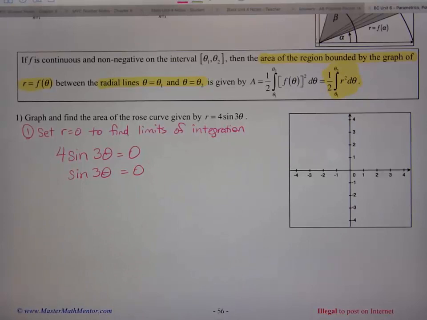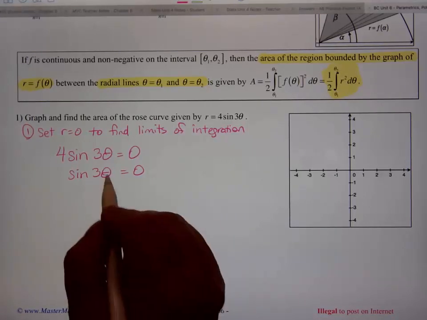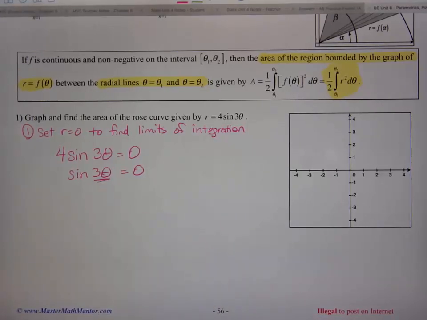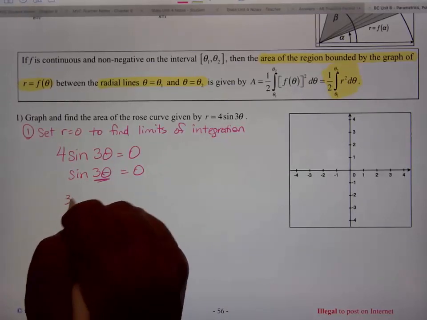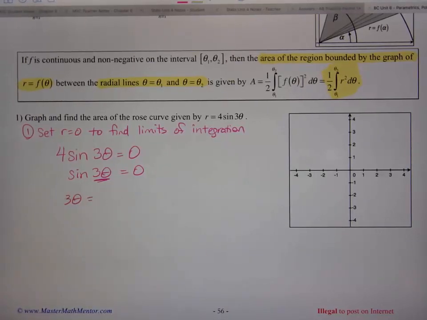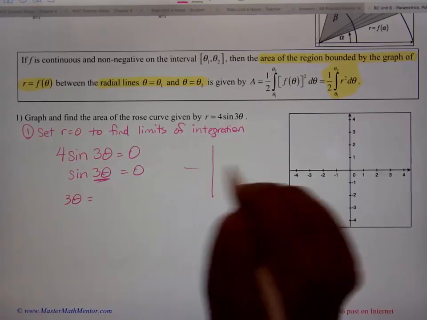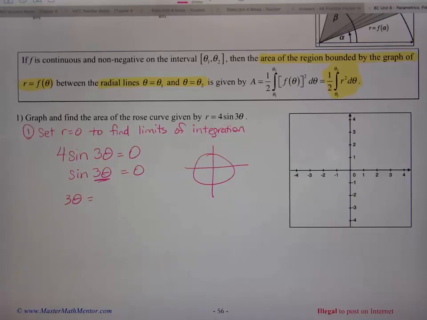Okay, some of you saw me do this question yesterday. Some of you did not because we got cut short on time. We're going to do one exactly like it. So when you have more than just a theta in here, you keep it all as one thing for the next step. You pretend like it's a single theta. And you ask yourself, where on the unit circle does sine equal 0? Don't worry about the fact that there's a 3 there.